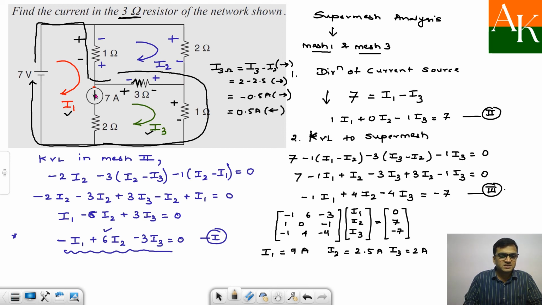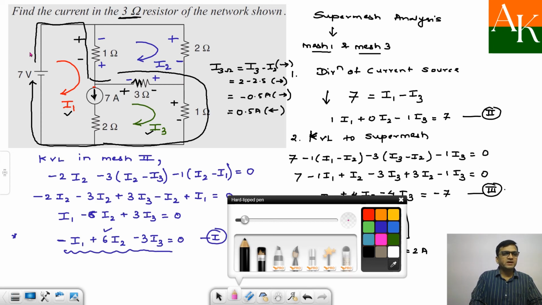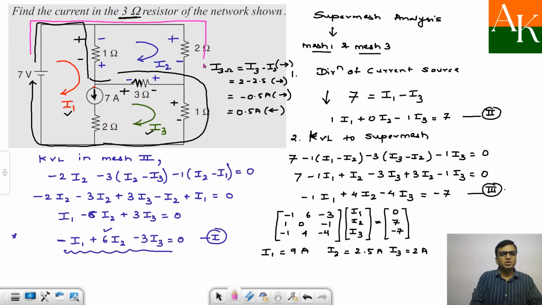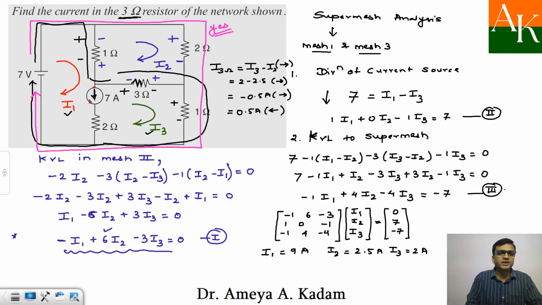First of all, in supermesh analysis, you will obtain one equation by looking at the direction of the source. If they would have mentioned 7 ampere going upward, then I would have written I3 minus I1. In this numerical, 7 ampere is moving downward, so it is I1 minus I3, and then you have to apply the KVL to the supermesh. Now for this numerical, somebody may say, can we apply KVL like this one, 7 volt, then 2 ohm, 1 ohm, and complete this path? Yes, you can apply KVL like this one, unless and until you are avoiding this current source and you are applying a proper KVL in a closed path, there is no problem.